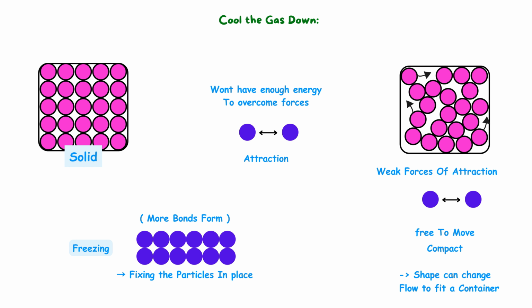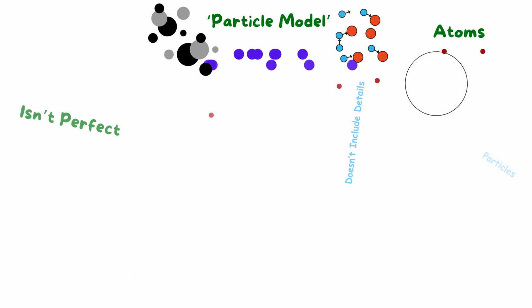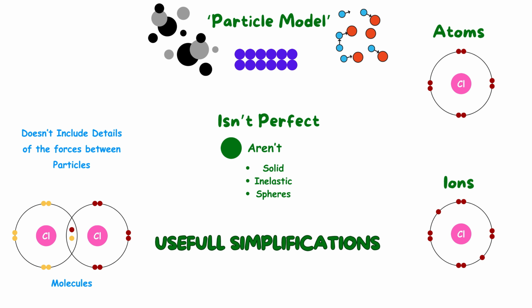It is important to note, however, that the particle model we are using is not a completely accurate representation of real matter. In reality, particles are not perfectly solid, inelastic spheres. Instead, they are atoms, ions, or molecules that vary in shape, structure, and behavior. Furthermore, this simplified model does not provide specific information about the forces of attraction between particles, such as how strong these forces are or how many exist between individual particles.